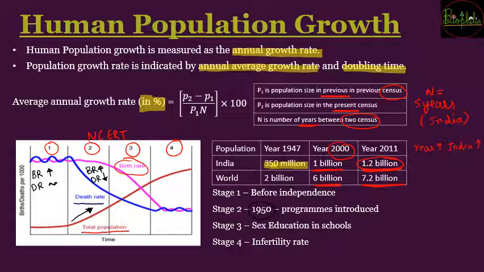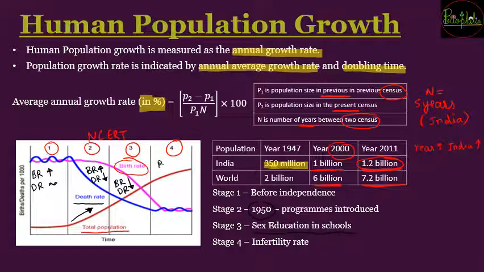फिर थर्ड अगर phase देखा जाए, the third phase was wherein the birth rate as well as the death rate were decreasing. So birth rate decreasing, death rate decreasing, wherein again population was increasing but at a slower rate, and this was the stage wherein sex education was started in the schools, so people were made aware about these things.